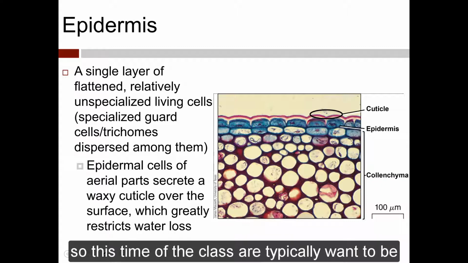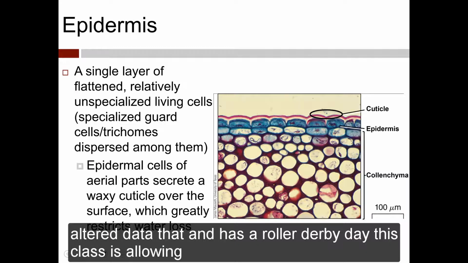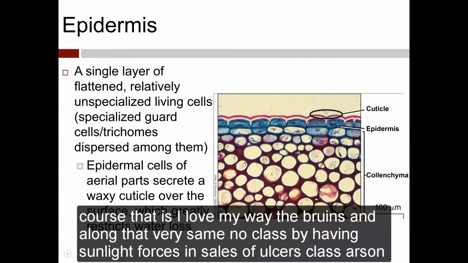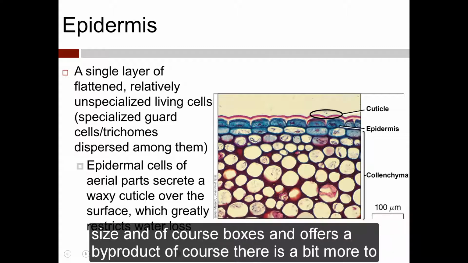So the stomata are typically going to be open during the day, and as they're open during the day, this is allowing photosynthesis to occur, meaning allowing that plant to go through the process of taking in the carbon dioxide. The water has come up, via, of course, that xylem by way of the roots, and along that very same node, by having sunlight, photosynthesis ensues. Those dissolved sugars are synthesized, and of course, oxygen is given off as a byproduct, and of course, there is a bit of water too.